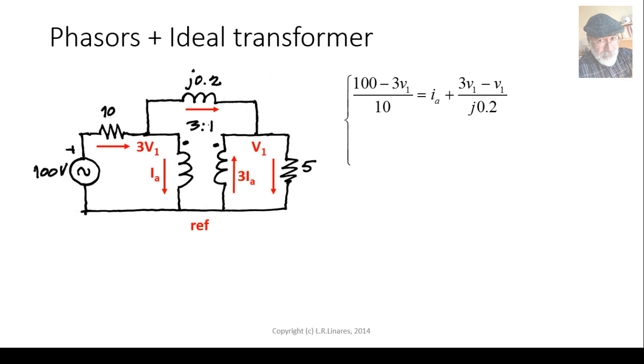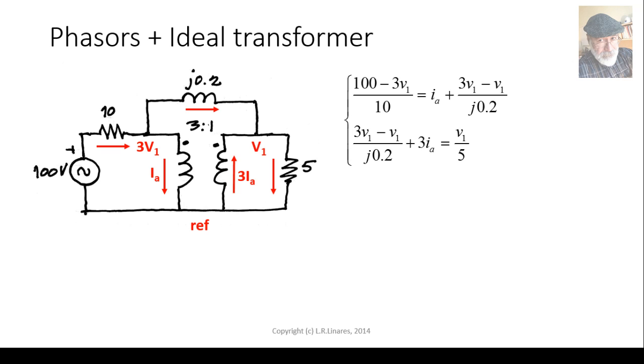Let me write that equation. The first equation on the left: (100 minus 3V1) divided by 10, currents going in, is equal to I_A plus (3V1 minus V1) divided by j0.2. That is a current on the top. And the other equation is on the right. That is a current at the top, that current plus 3I_A, that is also entering the node, is equal to V1 over 5.